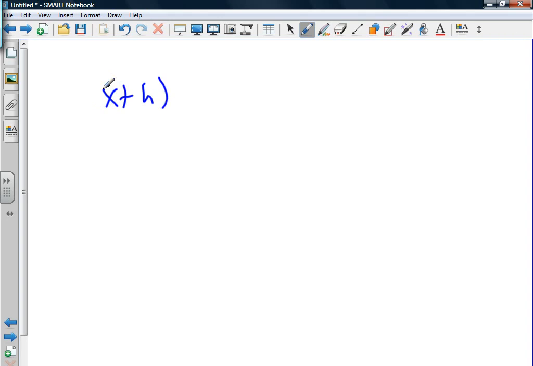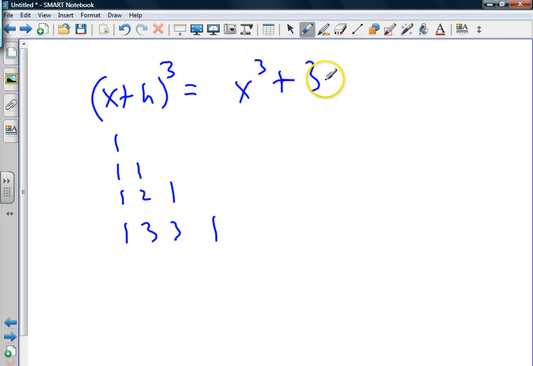X plus h cubed equals, now let's see, do we know the binomial expansion theorem? Yeah. Well, how do you write that in general? I think it goes, right. If you do Pascal's triangle, 1, 1, 1, 1, 2, 1, 1, 3, 3, 1, we're interested in the one that has 3's in it, right? So you could say that it's x cubed plus 3x squared h, plus 3x h squared plus, this one, h cubed.